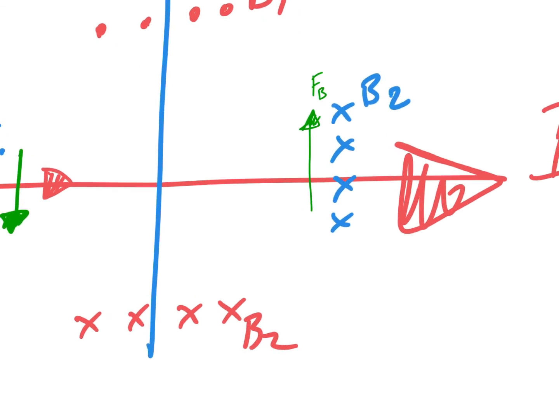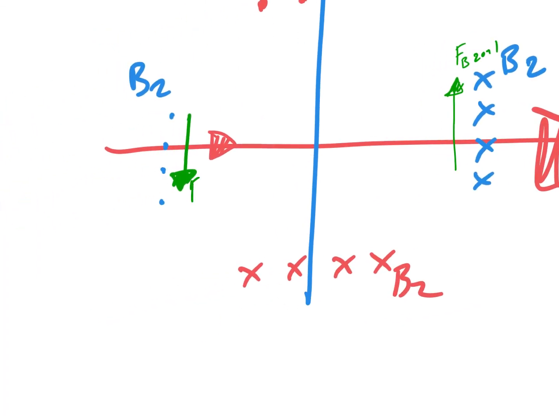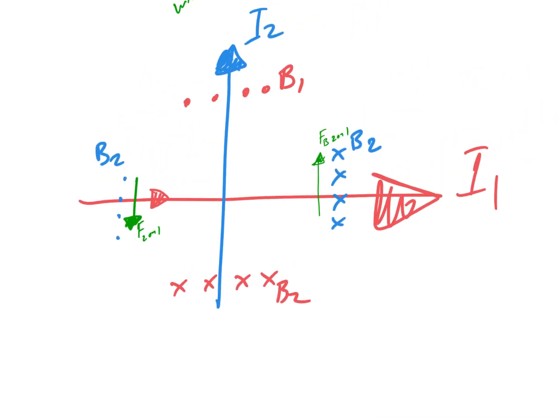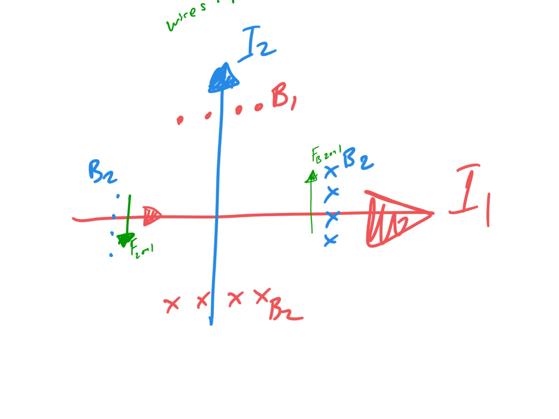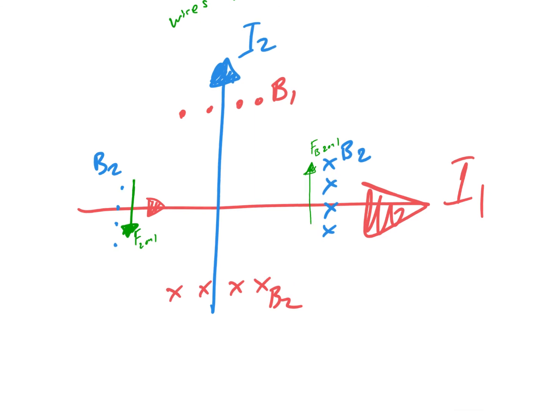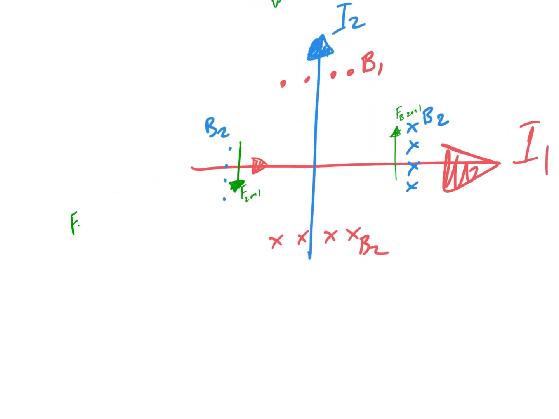Both of these are the force of 2 on 1. Depending on what side of the wire you're on, you get opposite directions. And since this is symmetric, we end up with those two forces cancel. Let's see if it happens to the other one too.